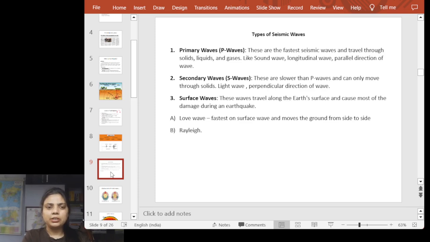In short, I have written some important key terms here. The P wave is the fastest seismic wave and travels through solid, liquid and gaseous states. It is just like a sound wave. It is a longitudinal wave, and its direction of vibration is parallel to the direction of wave travel. The second is the secondary wave, which moves slower than the P wave and travels only through the solid phase. It behaves like a light wave, and its direction of vibration is perpendicular to the direction of wave travel. Another subtopic is the surface wave.